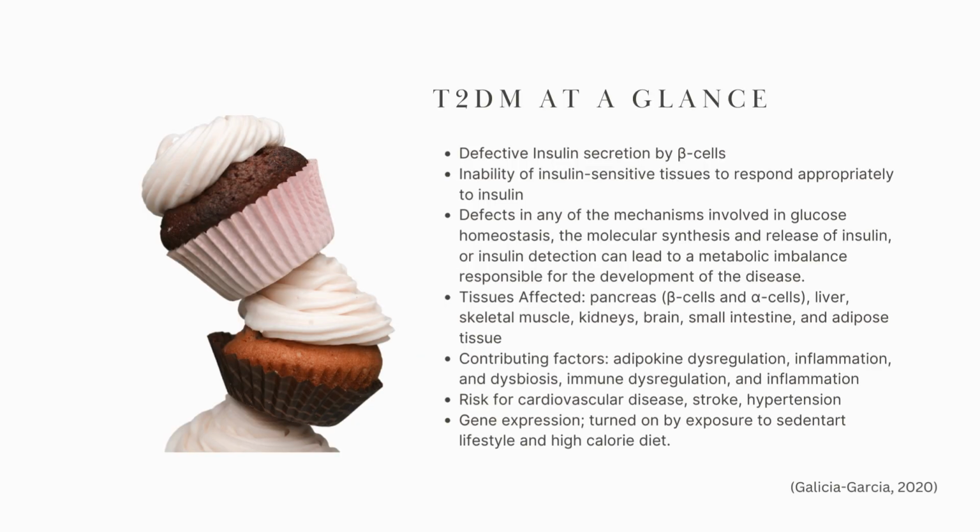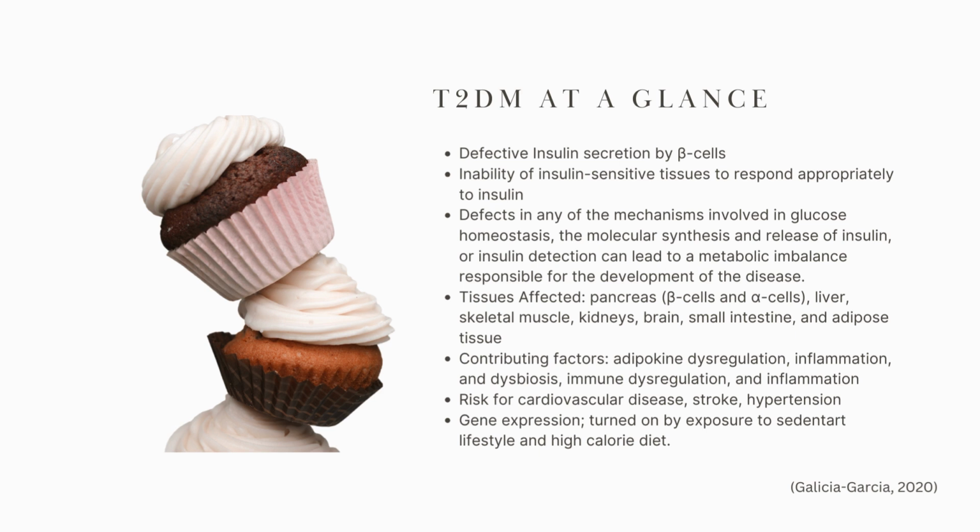So, a brief overview of diabetes. It's a little bit of a complex disorder. Its pathophysiology has defective insulin secretion and synthesis, insulin resistance, and poor insulin detection by insulin sensitive tissues. And there's an inability to metabolize glucose effectively. These issues have cascading effects on the endocrine, nervous, digestive, and urological systems, and the main problem areas are the pancreas, liver, muscles, kidneys, brain, small intestine, and adipose tissue.